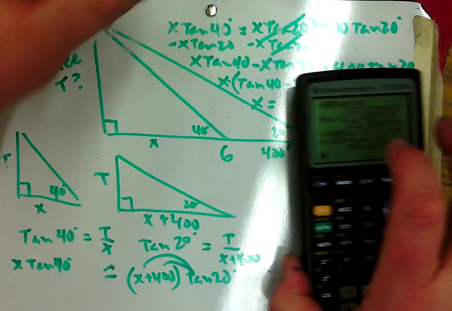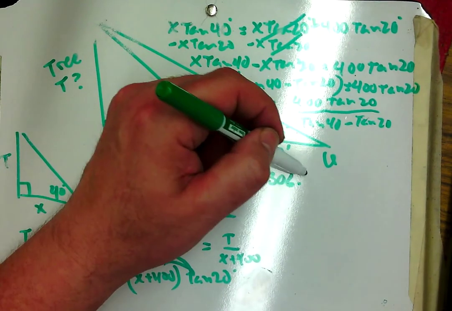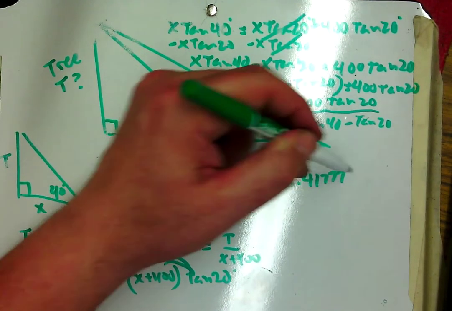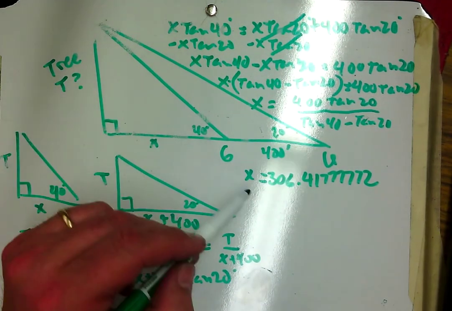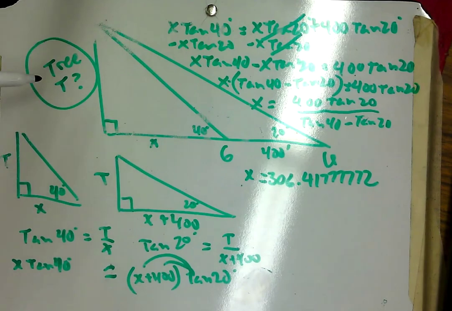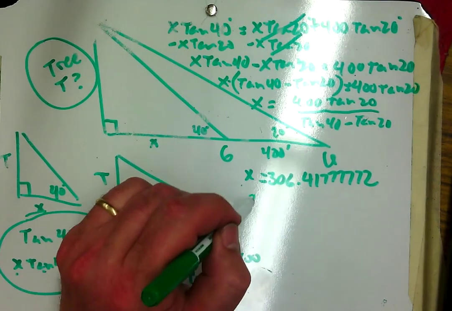And I get that x equals 306.417777772. Is that our solution? No, that's what x is. We're looking for how tall the tree is. Well, remember we had this little equation over here that the tree was equal to x tan 40. So there's my x.